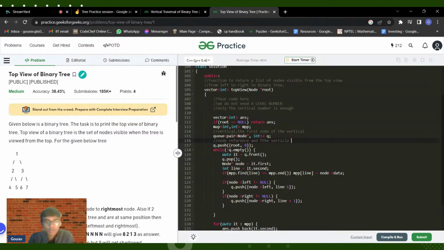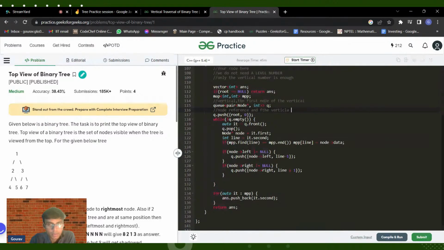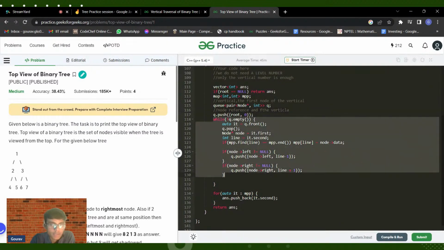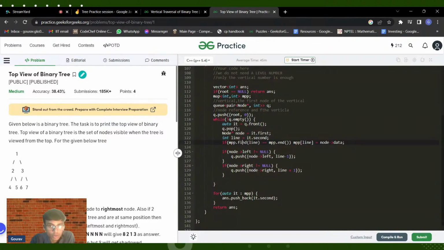So as usual, we will push the root and the value 0 inside our queue. After that, we'll run the standard while loop of level order traversal. We'll take the front element from our queue, pop it out. Okay, so now the node is it.first, and the line is basically the vertical number, it.second. Now what we'll do, in the map, we check whether that is present or not. So if mpp.find(line) is equal to mpp.end(), it means it is not present. So that vertical we are encountering for the very first time.